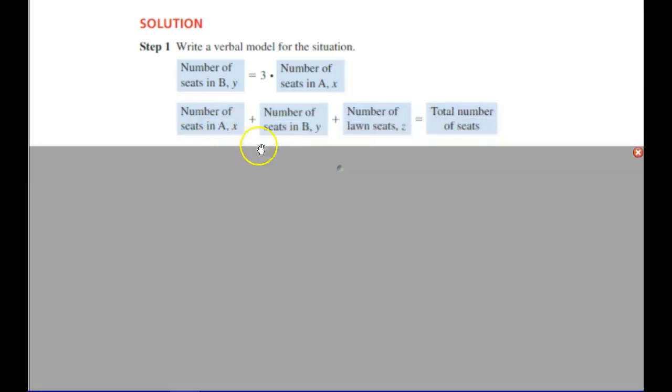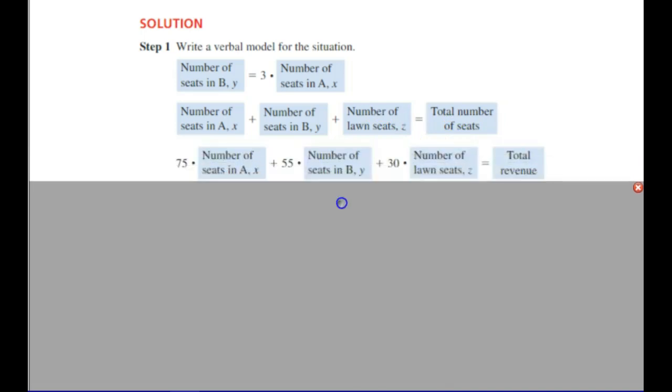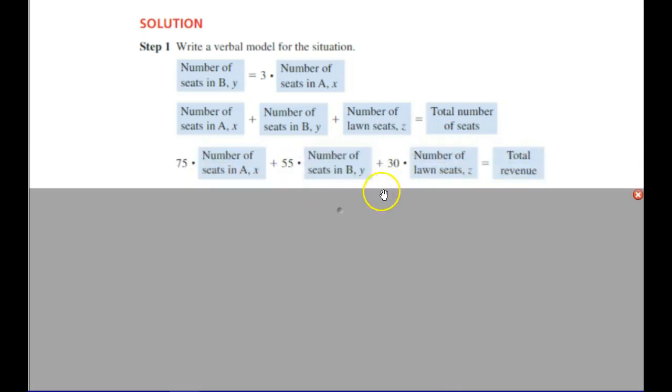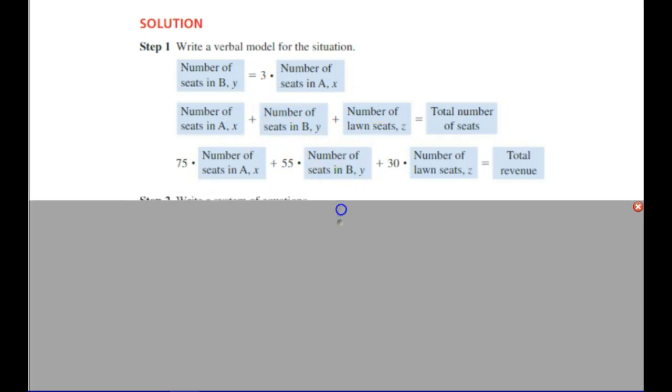The number of seats in Section A, which is X, plus the number of seats in Section B, which is Y, plus the number of lawn seats, is the total number of seats. And now here's where the money comes into play. So $75 times the number in X, plus 55 times the number in Y, plus 30 times the lawn equals my total revenue. So now that I have this verbal model written out, I'm going to replace the things that I have numbers for.